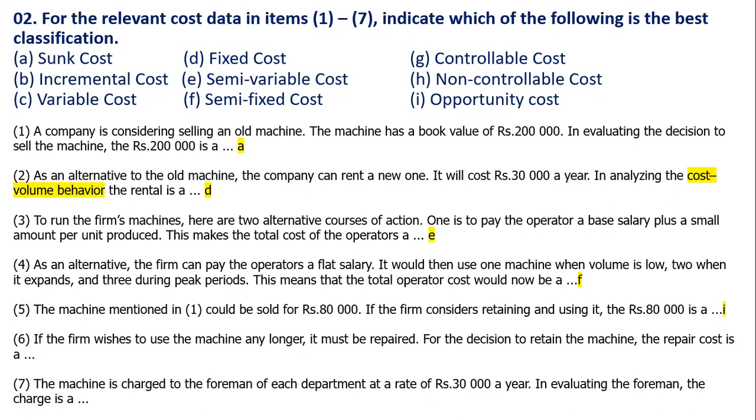So here, when it comes to this machine, you have two options, right? One option is to sell this machine. The other option is to continue to use this machine. Those are the two alternatives. Out of that, you are taking the option to continue. So if you take that particular decision, you can see that a cost appears.